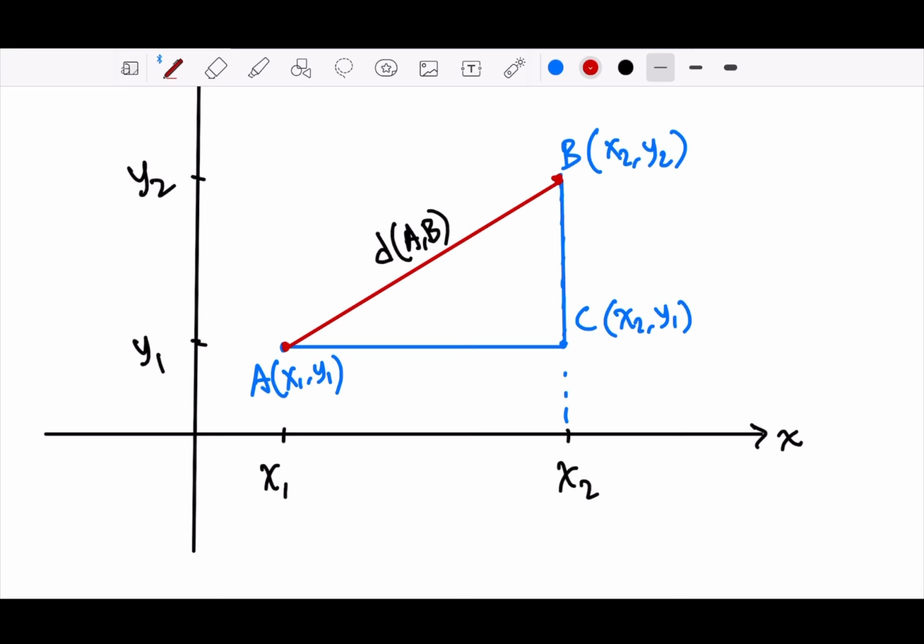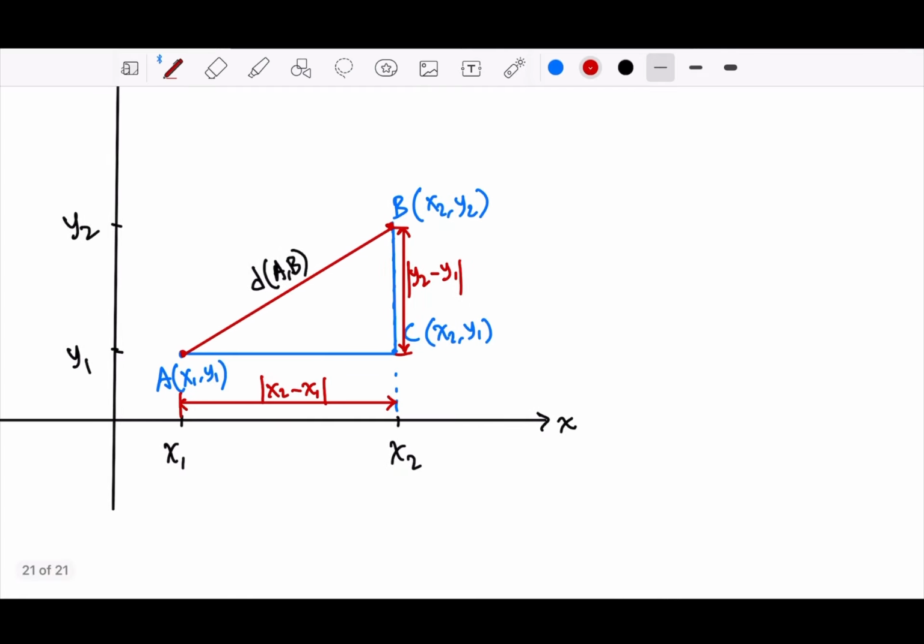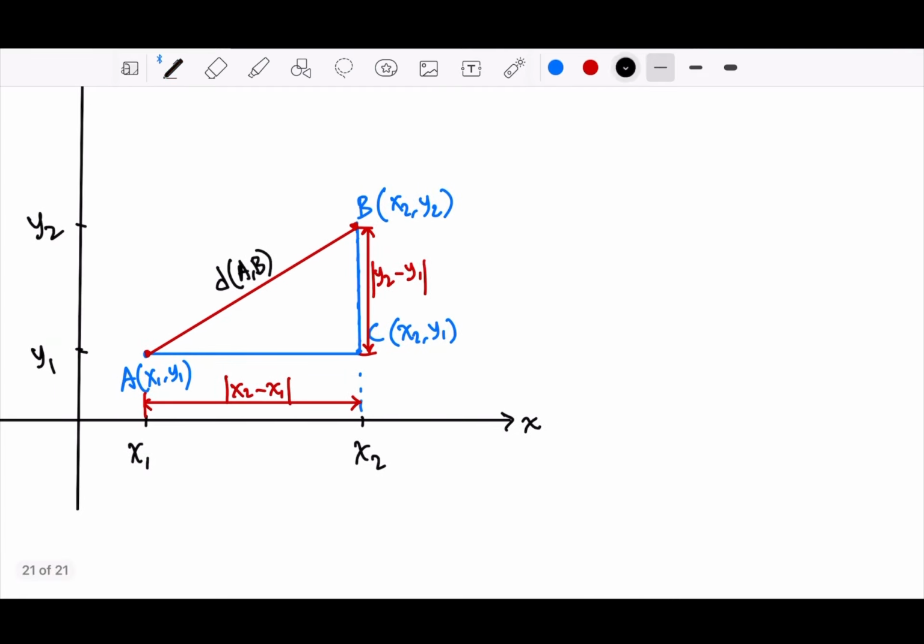So according to this triangle, so we know that this length is x2 minus x1, right? And this length is y2 minus y1. And of course, we are going to just evaluate the distance, right? The particular value that we want is the distance. So we need to make it with the absolute value.